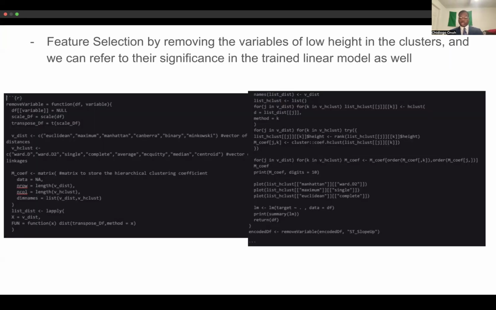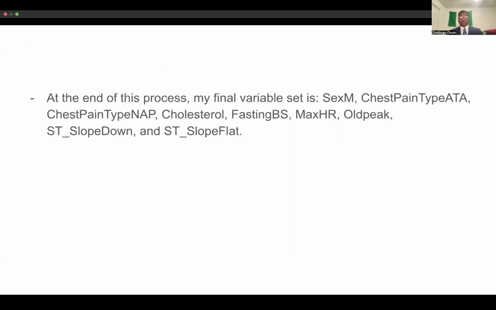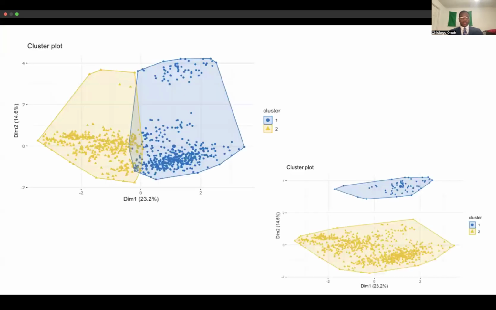Although for the presentation, I did omit all of those dendrograms because those would be a lot of steps to go over. At the end of the process, my final variable set is sex male, chest pain type ATA, chest pain type NAP, cholesterol, fasting blood pressure, max heart rate, old peak, ST slope down, and ST slope flat. So using this new set of variables, we got rid of all the other variables.